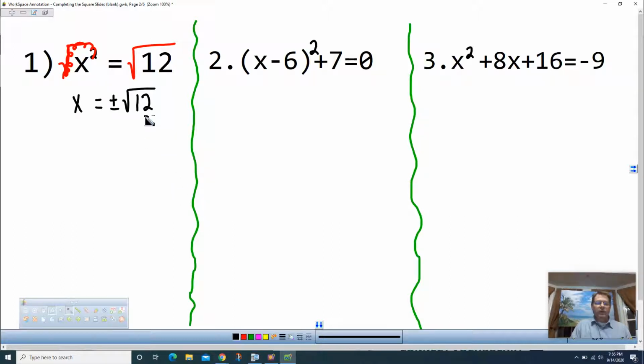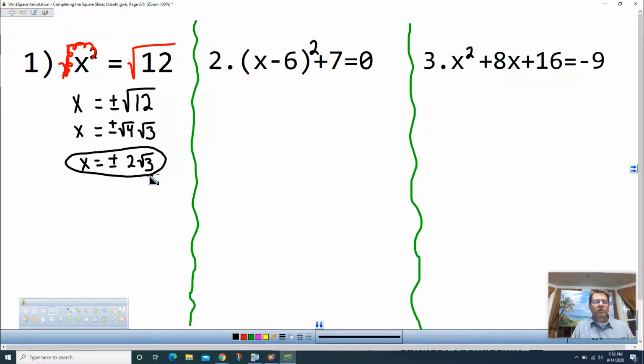Well, we can keep working on that because that's plus or minus the square root of 4 times the square root of 3. Oh, don't forget our x's. And then that simplifies to x equals plus or minus 2 on the square root of 3. So that's quick and easy, even with a little bit of breaking down the 12. So isn't that nice when we have something squared equals a number? Quick and easy. Now, in example number 2 here, we see something squared plus a number equals a number.